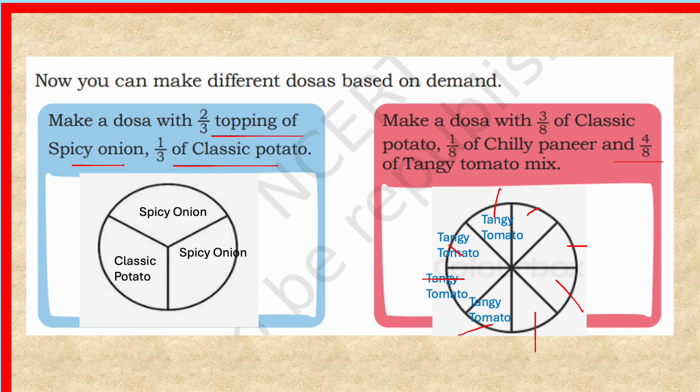Then what about classic potato? 3 by 8. Out of 8 parts, 3 parts contain classic potato. Then what about chili paneer? 1 by 8. Out of 8 parts, 1 part contains chili paneer. Like this.